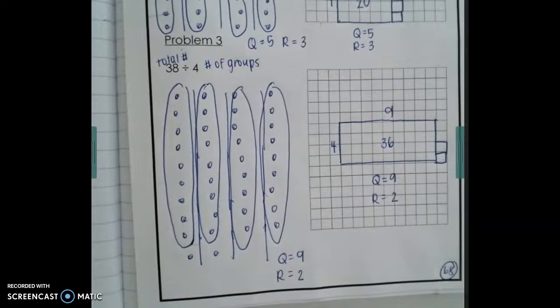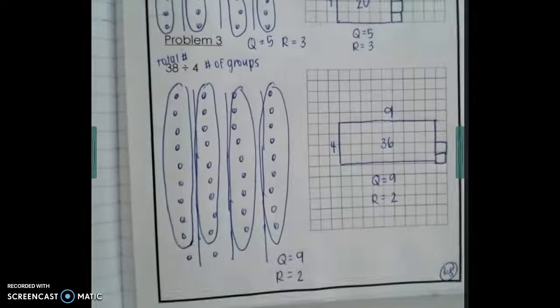So this is what we're going to work on in our problem set the next day: drawing arrays and drawing our area models with remainders. So I will see you tomorrow.